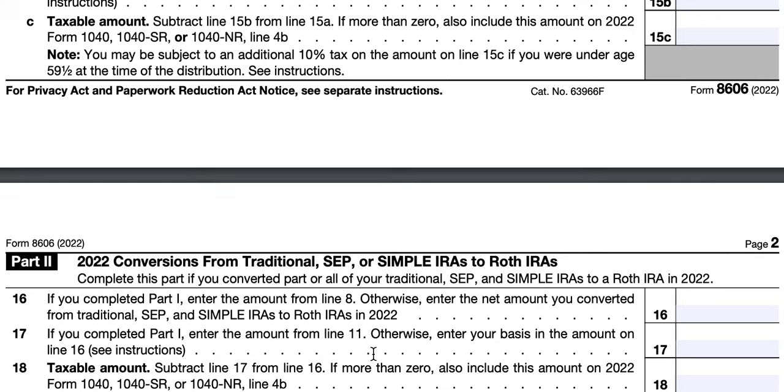And then the taxable amount of your Roth conversion is simply the difference between line 17 and line 16. And if this amount is more than 0, then you'll include this on your tax return, your Form 1040, whichever version you use, on line 4B.